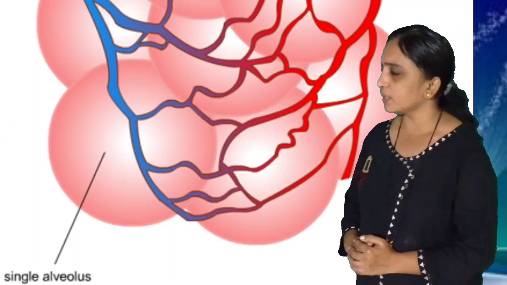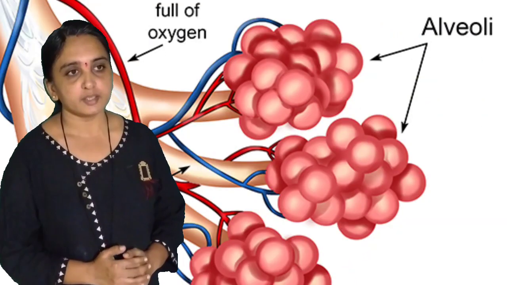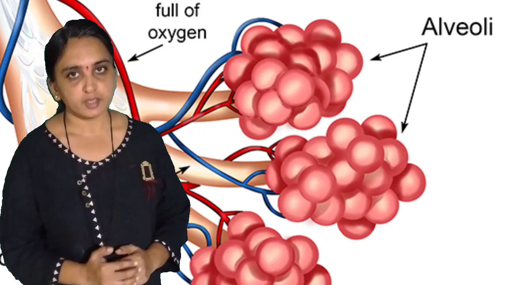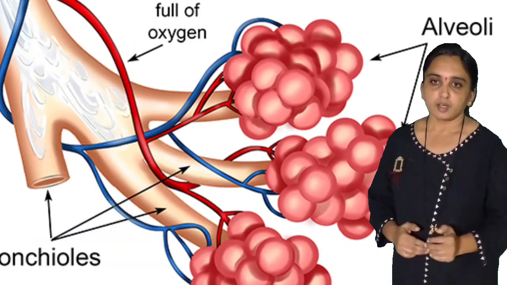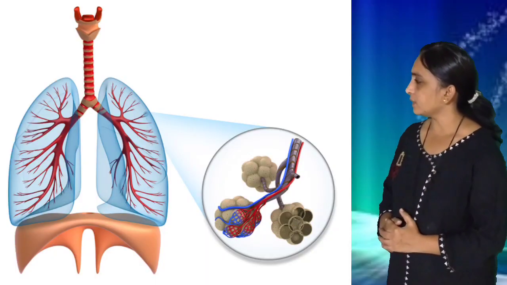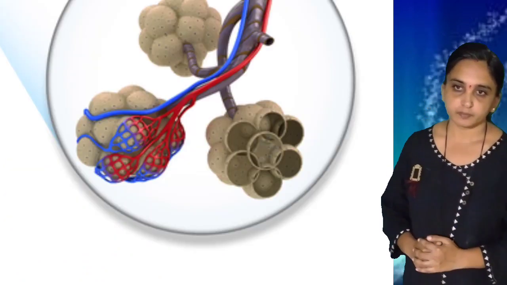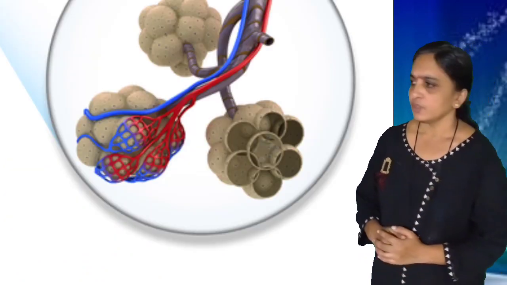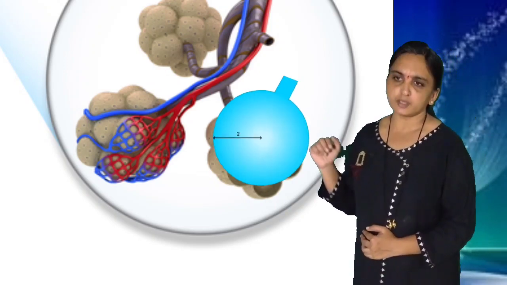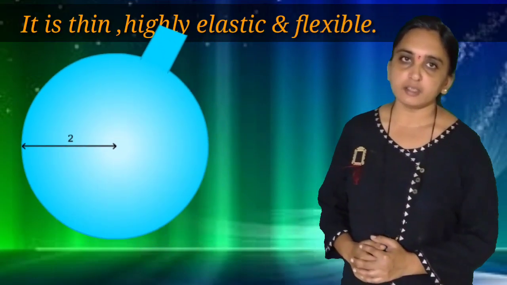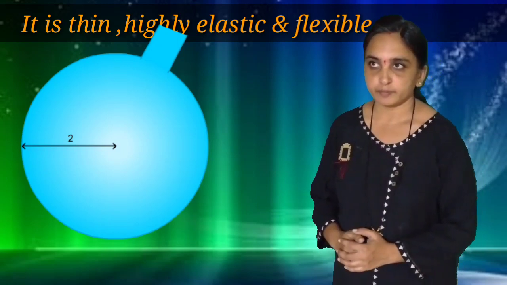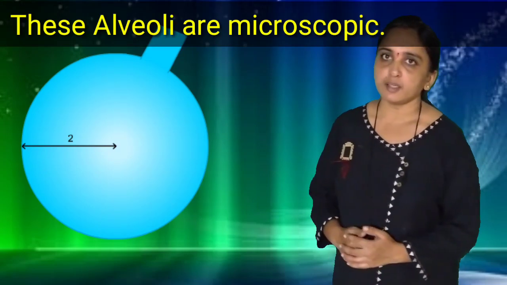Alveolus is the singular, while alveoli is the plural. These alveoli look like grapes. Alveoli are the functional unit of lungs. If we take out a single alveolus from the alveolar sac, it is seen just like a balloon. It is thin and highly elastic and flexible. These alveoli are microscopic.